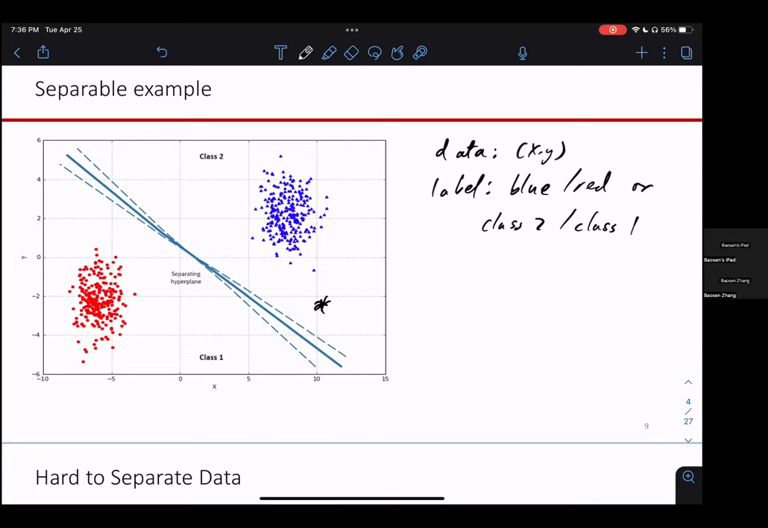Right. So there's two things. One is, of course, you want to draw a line that cuts the data. So your job is to find this line. In this case, it's not hard to find the line. There will be cases when it's impossible to find the line.